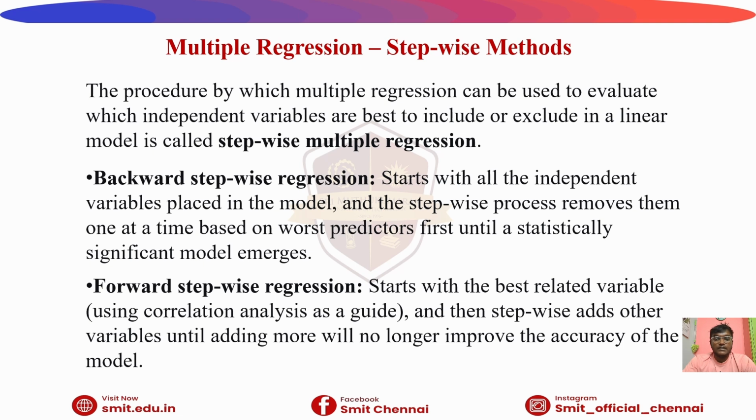Forward stepwise regression starts with the best related variable. First, using correlation analysis as a guide, identify the single variable most correlated with the dependent variable and add the variable to the model. Among the remaining variables, find the one that improves the model the most. Add the variable, and repeat steps 3 to 4 until adding more variables no longer significantly improves accuracy.